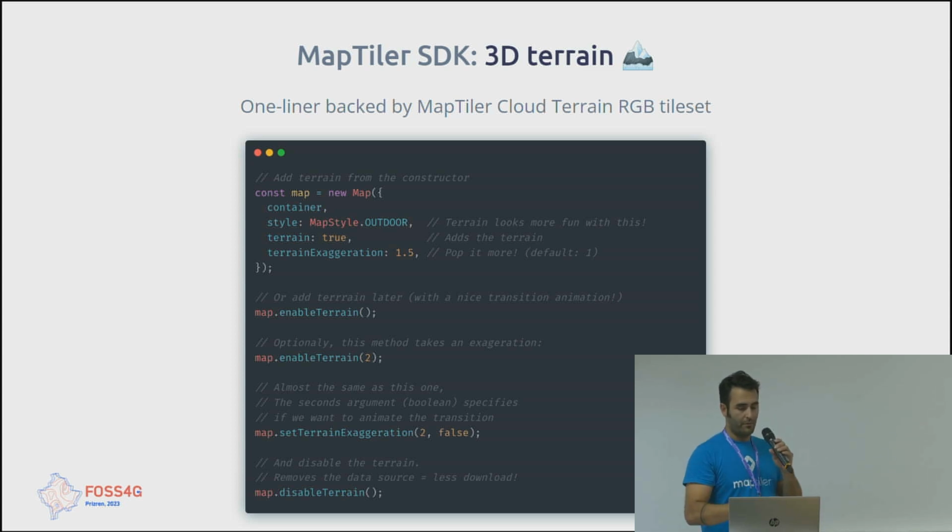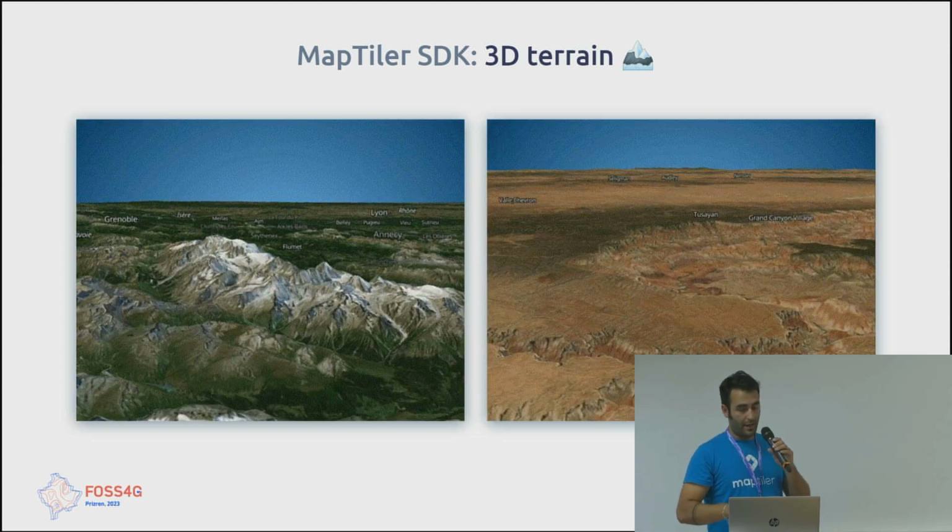Or there's set terrain exaggeration, with the second argument being a Boolean for whether you want to animate that in a smooth way, maybe that's your thing. Or disable terrain entirely, and then as you browse the map, it will stop fetching the terrain tiles. So it's more conservative in terms of data. Here again, it's supposed to be an animated GIF, but it doesn't matter.